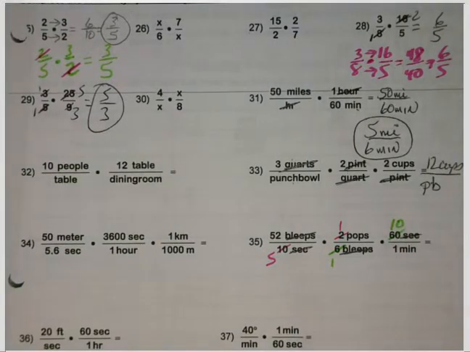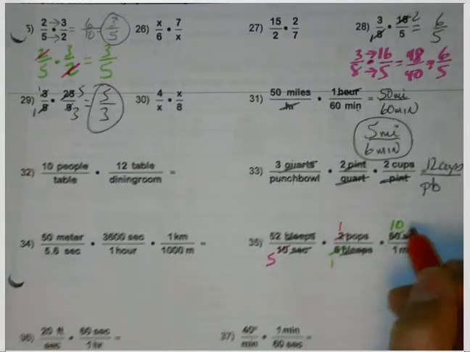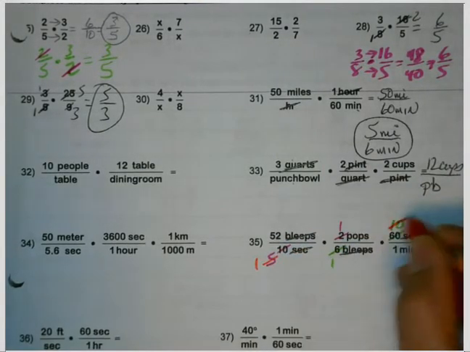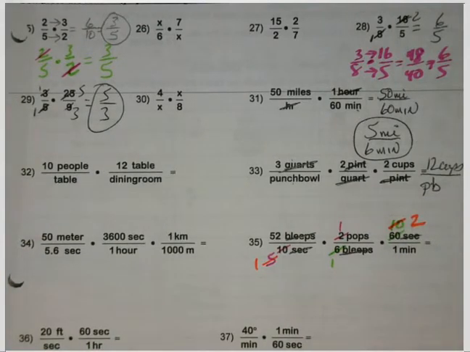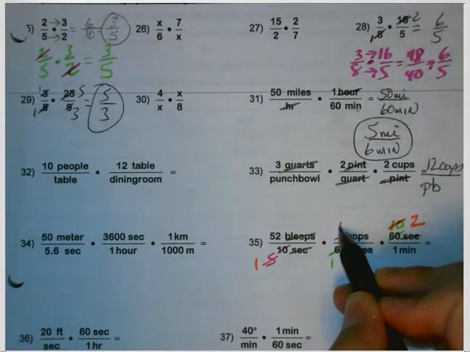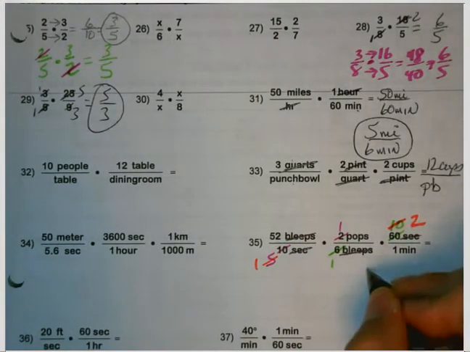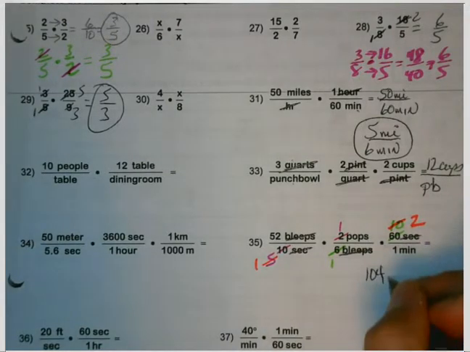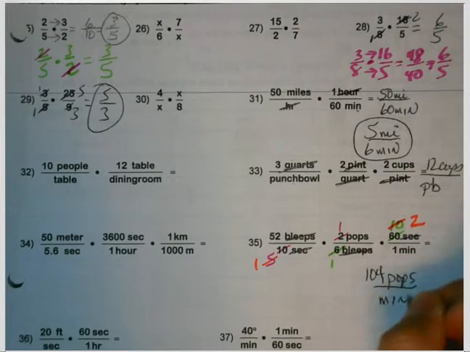Right, but wait, Mr. H, there's another one. Okay, now what? 5 will go into 10. 5 goes into 10 twice. Dang, that's a lot of canceling, Mr. H. Yes, it can be, but it's going to make this a lot easier to work with. So now if I multiply across, 52 times 1 is 52, times 2 is 104. And these are all ones, that's cool. So pops, and the only label I got left down here is minutes.